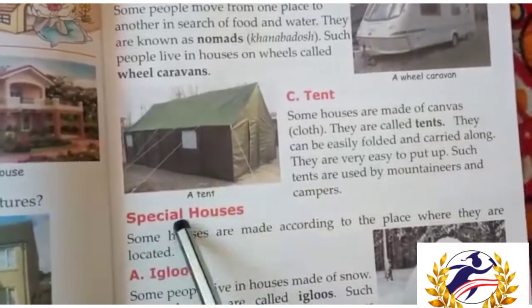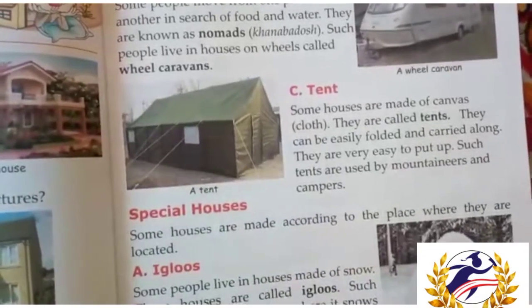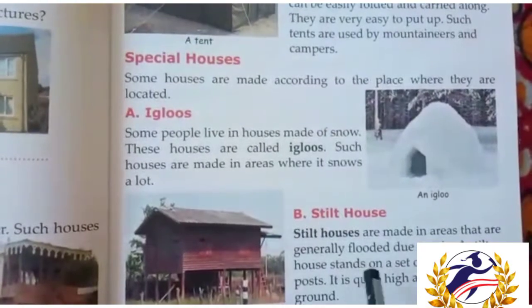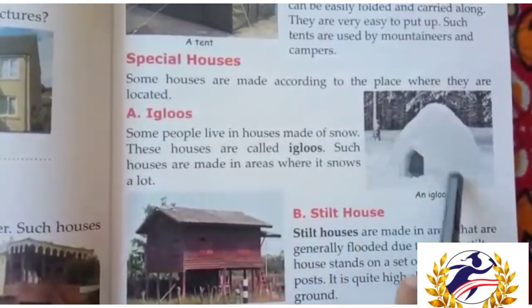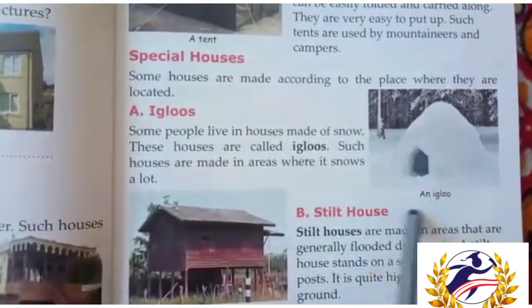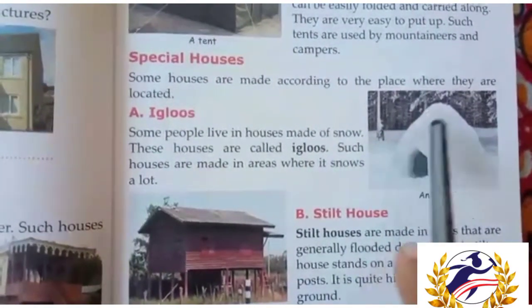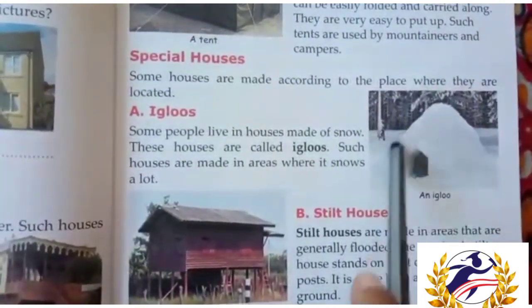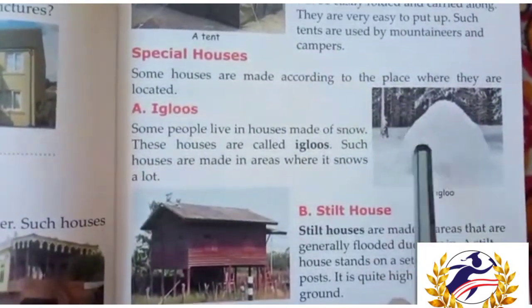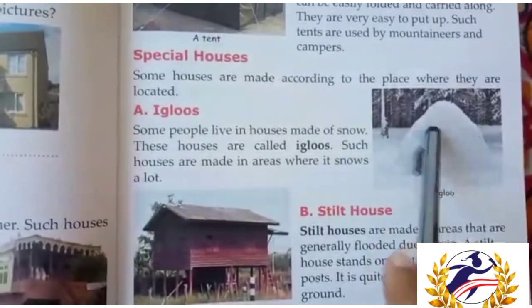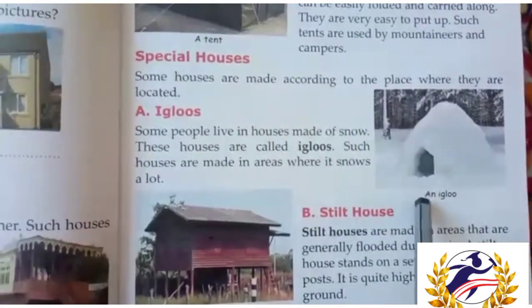And then there are some special houses, that is igloo and stilt house. Igloo is made up of snow. Some people live in houses made up of snow. These houses are called igloos. Such houses are made in areas where it snows a lot.